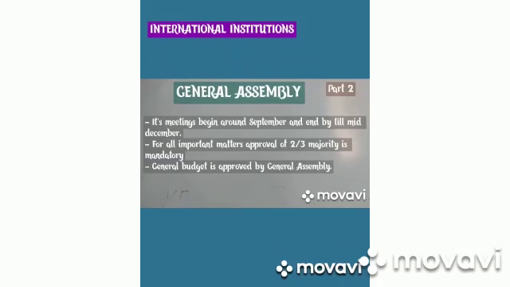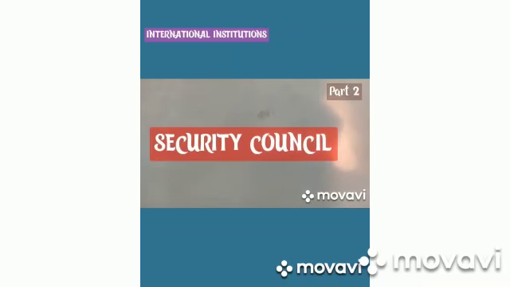For any important matter, the approval of a 2/3 majority is mandatory in the General Assembly. And the general budget is also approved by the General Assembly. Okay, that's all about the General Assembly.